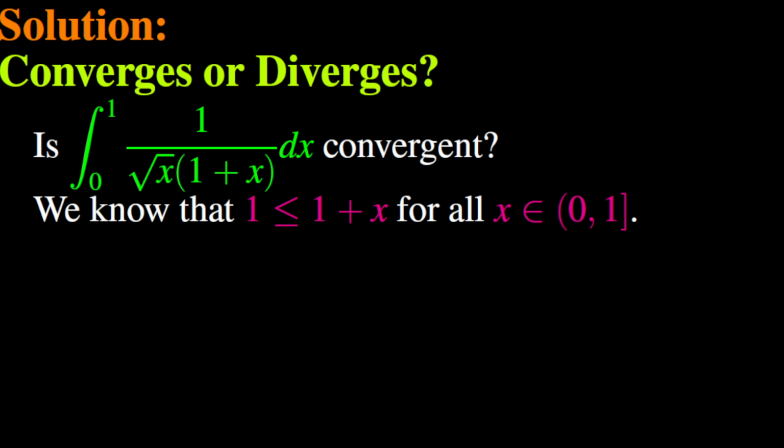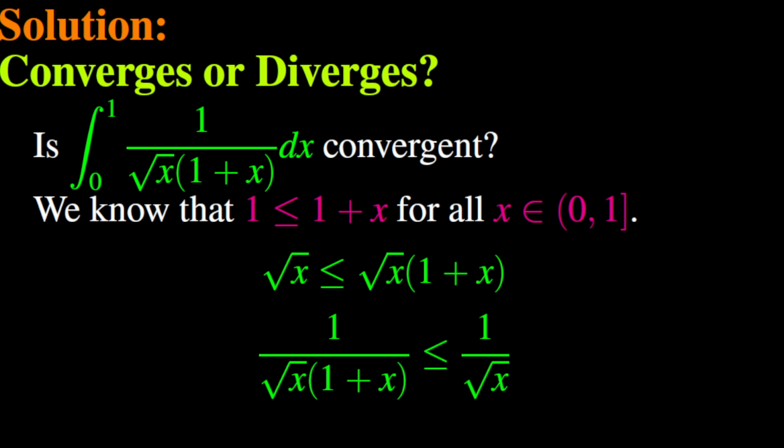It is obvious that 1 is less than 1 plus x, for all x in the interval from 0 to 1. So, if we multiply both sides of the previous inequality by the square root of x, the inequality will be preserved, and we will have the new inequality, square root of x less than square root of x times the quantity 1 plus x. Therefore, 1 over the square root of x times 1 plus x, is less than 1 over the square root of x.